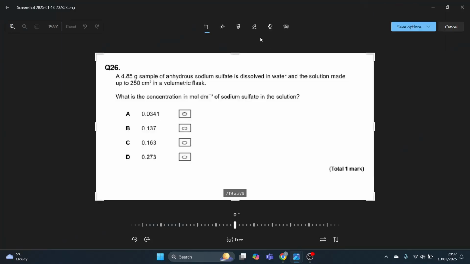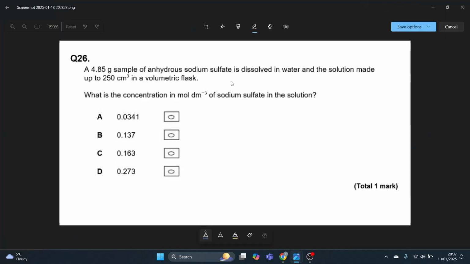Question 26. Okay. This much of anhydrous sodium sulfate.